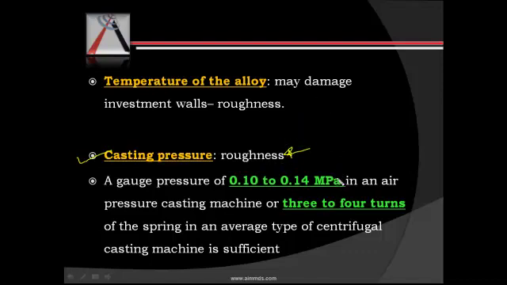So the pressure that is advisable is 0.1 to 0.14 MPa in an air pressure casting machine, or it could be 3 to 4 turns of a spring in an average type of centrifugal casting machine. So if we are using a centrifugal casting machine, 3 to 4 turns of the spring is advisable, or if we are using the air pressure casting machine, 0.1 to 0.14 MPa is the advisable gauge pressure.